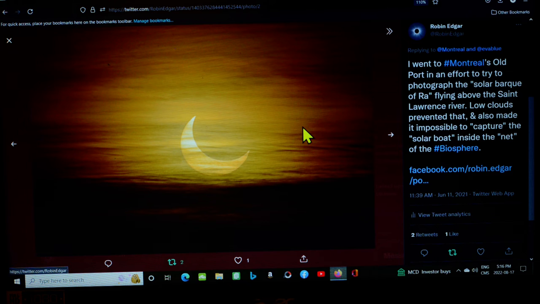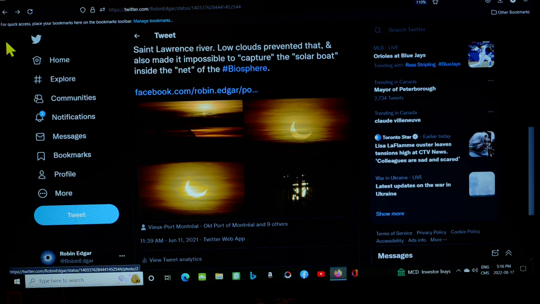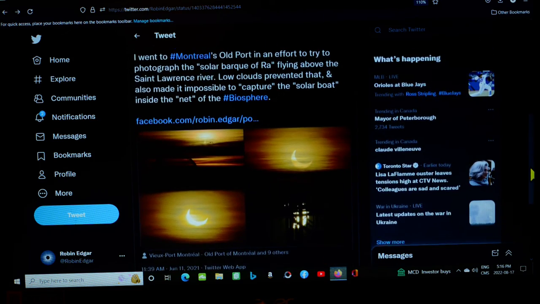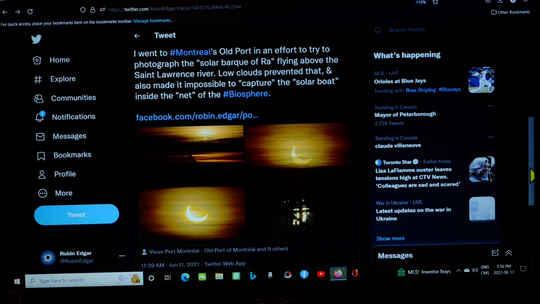So, where were we? So, yeah, I think the solar boat concept, I think it's pretty clear. So this tweet dates to June 11th of 2021. So that was the day after the eclipse. I posted some of my photos. And it says right here, I went to Montreal's old port in an effort to try to photograph the solar bark of Ra flying above the St. Lawrence River. Low clouds prevented that, and also made it impossible to capture the solar boat inside the net of the Biosphere.